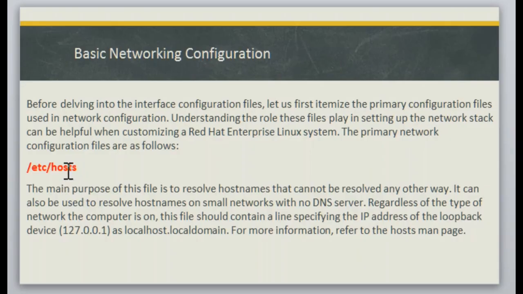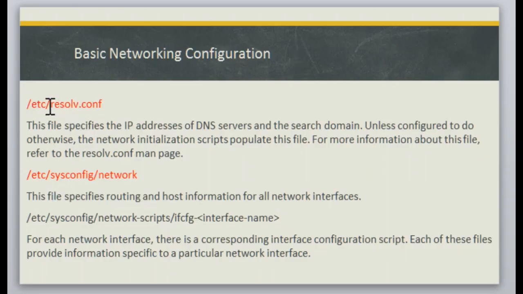So in these files, you'll have your host name. You're going to have the IP address of it. You can set some more functions or more configurations up as well. This is how our server connects to other servers across the network. So the next file is /etc/resolv.conf. So this file specifies the IP addresses of DNS servers and the search domain. Unless configured to do otherwise, the network initialization script populates this file. For more information about this file, refer to the man page for resolv.conf.